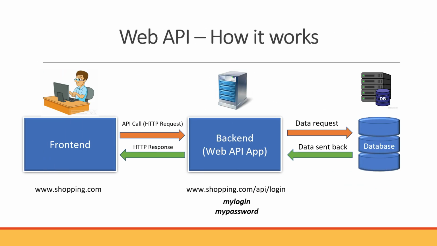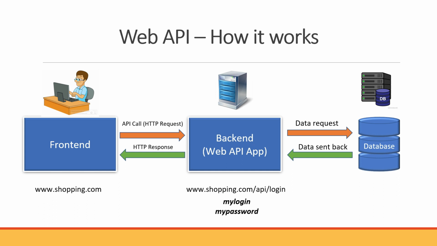I'm using my desktop and I'm opening a browser and I'm going to a shopping website. There I have to log in. I put my login, I put my password and I press login. My request is being sent to the web API application that is sitting somewhere on a remote server. I'm accessing that web API by this address, shopping.com/API/login, and in the body of the request I'm sending my login and my password.